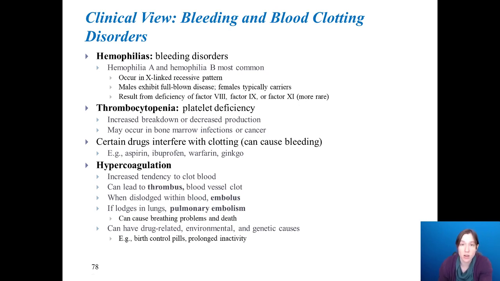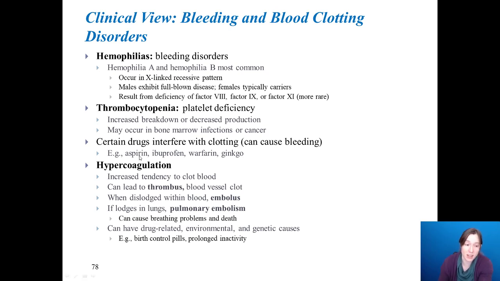Thrombocytopenia, as we said, is platelet deficiency. This can be caused by a number of things, either increased breakdown of platelets or decreased production of platelets, and it may occur in bone marrow infections or cancers. Certain drugs can also interfere with clotting. Aspirin is one of them, especially, that can decrease how much blood clots. So sometimes people who are more likely to create clots will be asked to take low-dose aspirin.